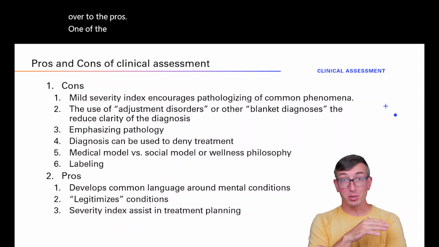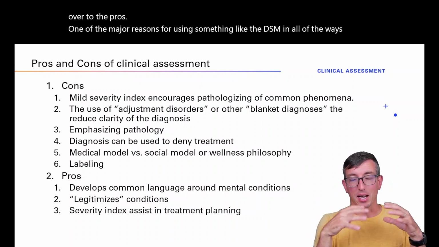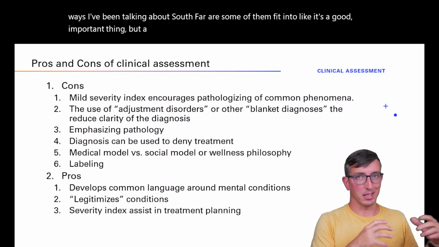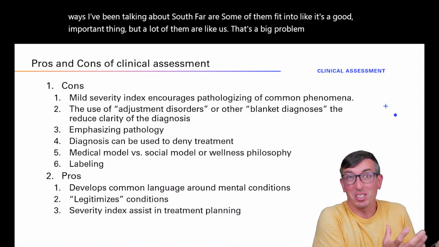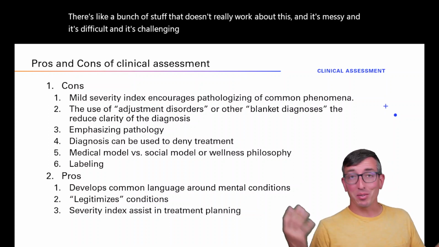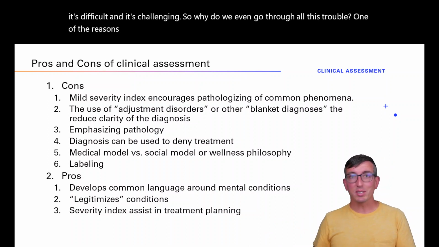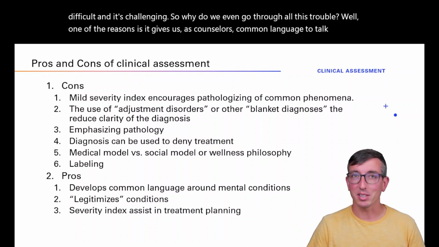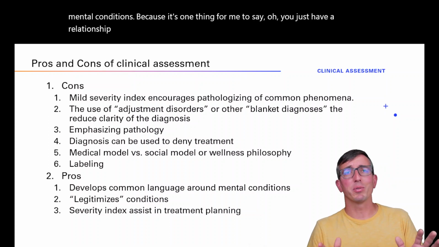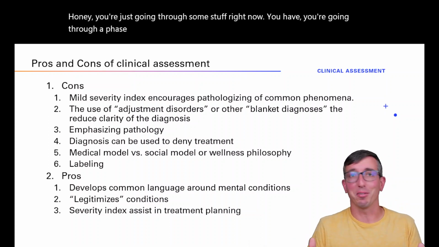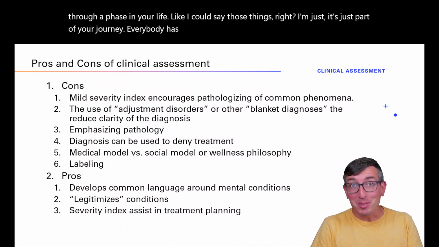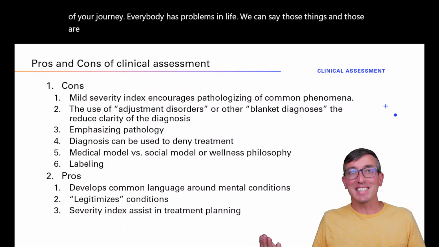One of the major reasons for using something like the DSM, and all the ways that I've been talking about so far, some of them fit into like, yeah, it's a good, important thing, but a lot of them are like, this is a big problem. There's a bunch of stuff that doesn't really work about this, and it's messy, and it's difficult, and it's challenging. So why do we even go through all this trouble? Well, one of the reasons is it gives us as counselors common language to talk about mental conditions. Because it's one thing for me to say, oh, you just have a relationship. Honey, you're just going through some stuff right now. You're going through a phase in your life. I could say those things, right? It's just part of your journey. Everybody has problems in life. We can say those things, and those are fine things to say.